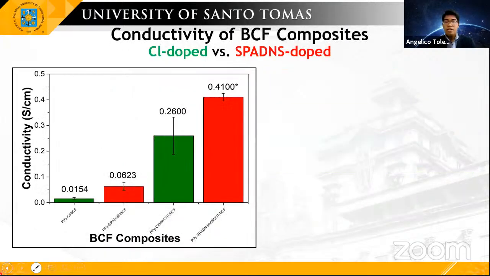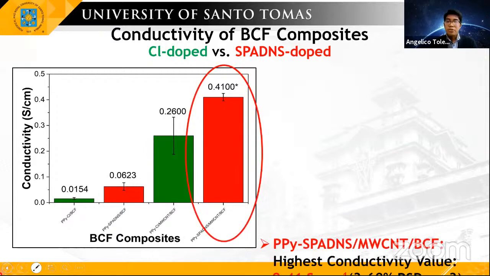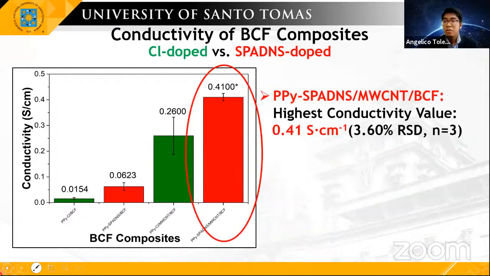So for the conductivity values of the BCF composites, as you can see, PPy-SPANS multi-wall carbon nanotube in BCF had the highest conductivity value of 0.41 Siemens per cm squared. This is basically a combination of the high conductivity of the multi-wall carbon nanotubes and the improved conductivity of polypyrrole due to SPANS, because SPANS can dope several polypyrrole chains.